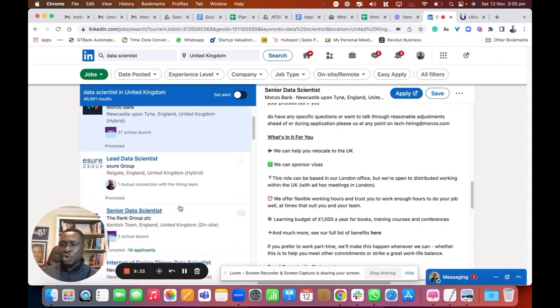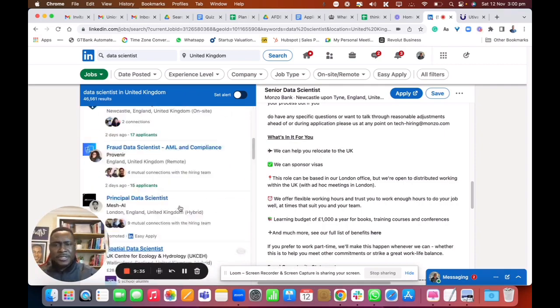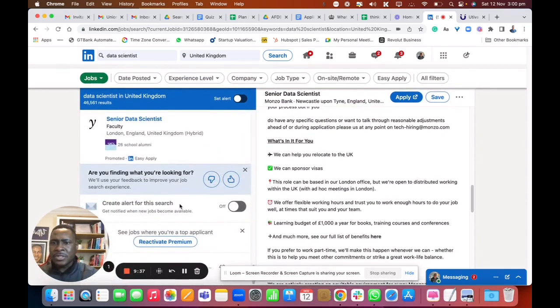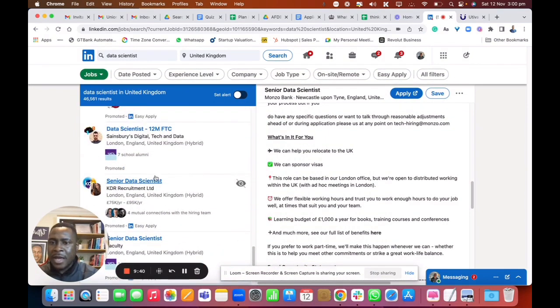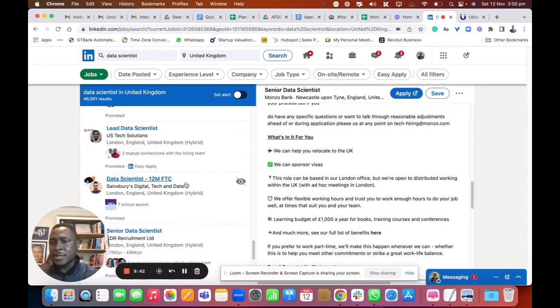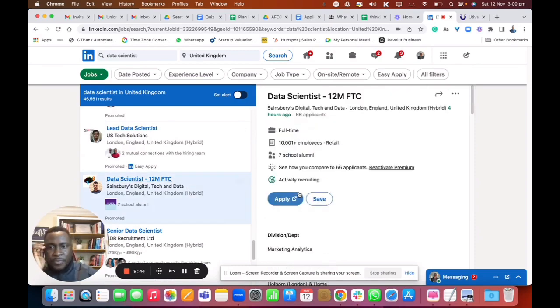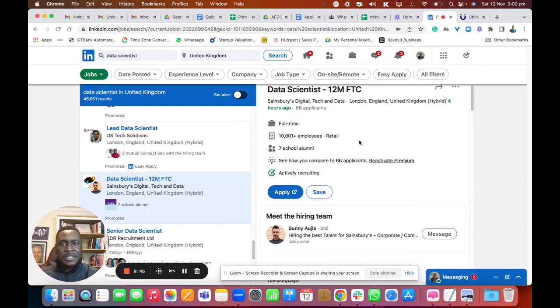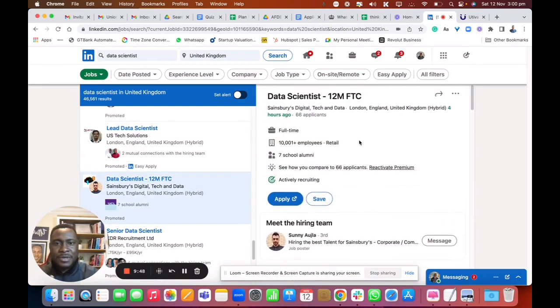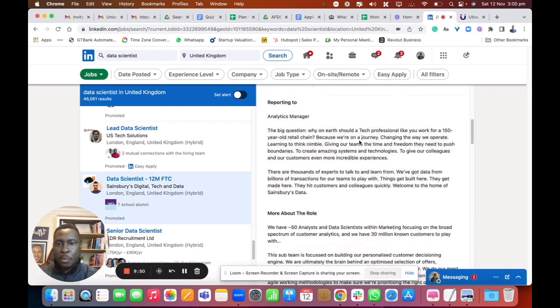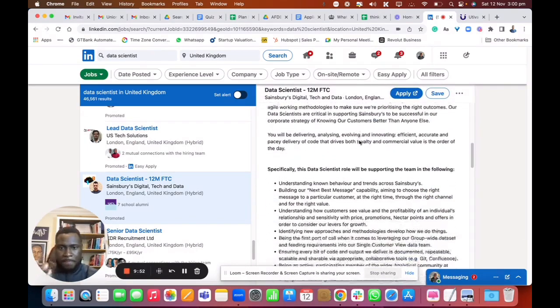Okay, let's look at 2 more. I'm just going to flip through so that it doesn't look like we're looking at the ones at the top. Let's just look at the ones maybe at the bottom here. Okay, let's look at Sainsbury. I still don't know how to pronounce this. Okay, let's look at data scientists. What are these guys looking for?